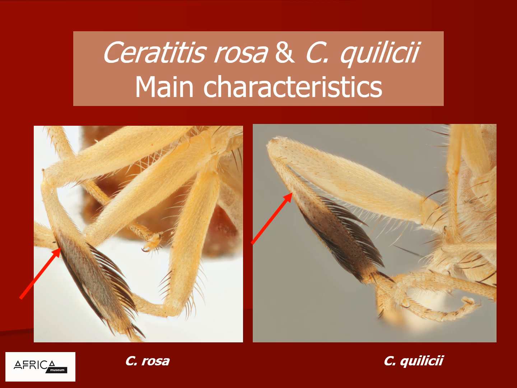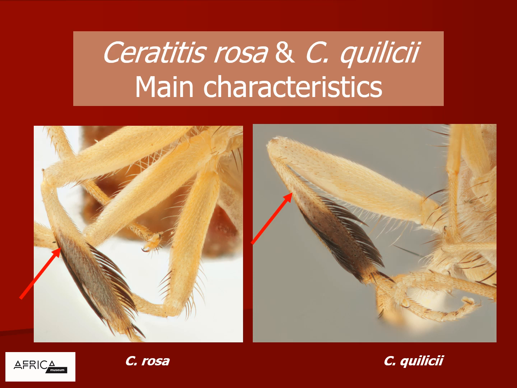On the left image, one sees the mid-tibia in rosa. Here the black area is obliquely ending anteriorly, but the black markings extend straight up to the margin of the tibia. See especially the area pointed out by the red arrow. If you compare this with the image on the right, you see that the black margin is bordered on both sides by an area that is still yellow colored. The black marking does not reach all the way to the margin of the tibia. This is typical for Ceratitis quilicii.